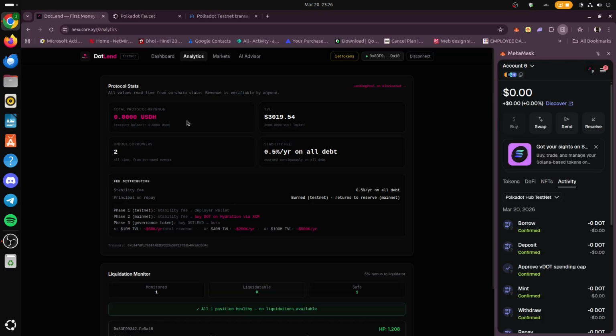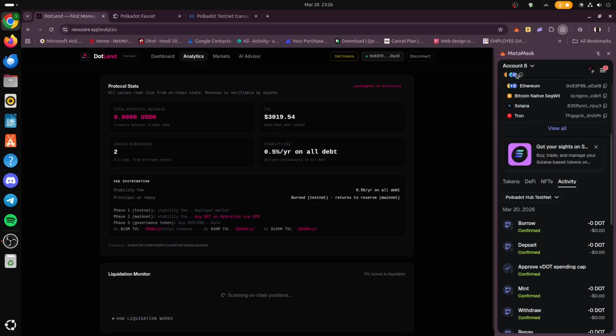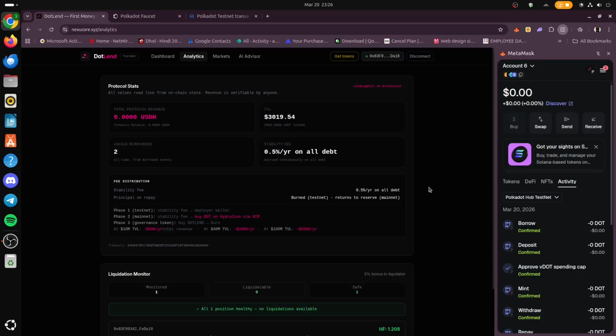See, unique borrowers, it's all time. Like I have my other account which I had tried to log in with and tried repay, borrow, etc. So it shows a total of two unique borrowers. Total TVL is around 3019.54. Stability fee you can also see here. Now here is our liquidation monitor.